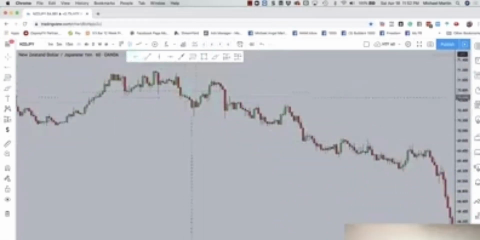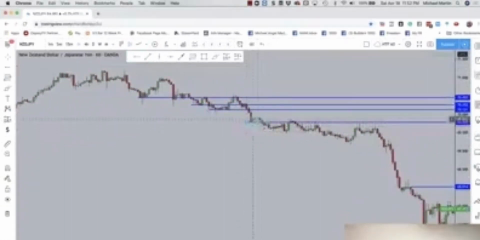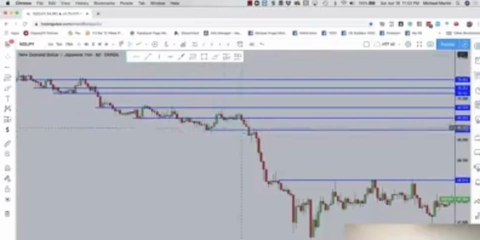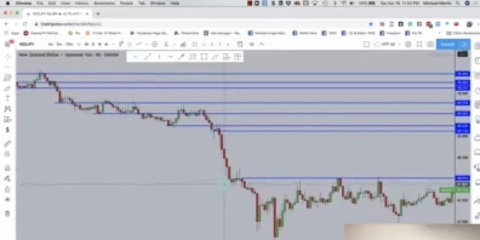Right, coming down, you've got this structure right here. What's it do? It breaks it, keeps on falling. All right, get this structure here, breaks it, keeps on falling. This structure here, breaks it, keeps on falling. This structure here, this low, breaks it, keeps on falling. Here's another low here, breaks it, boom, drops. Here's another low here, breaks it, keeps on dropping.